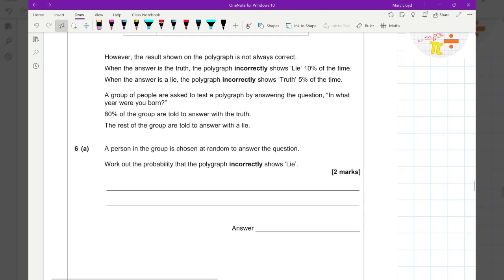Right, a group of people are asked to test a polygraph by answering the question, in what year were you born? 80% of the group are told to answer with the truth. So 80% is true, 20% are going to get it wrong. A person in the group is selected at random. Work out the probability that the polygraph incorrectly shows lie. So that means they've said true, and then the machine is wrong and says lie.